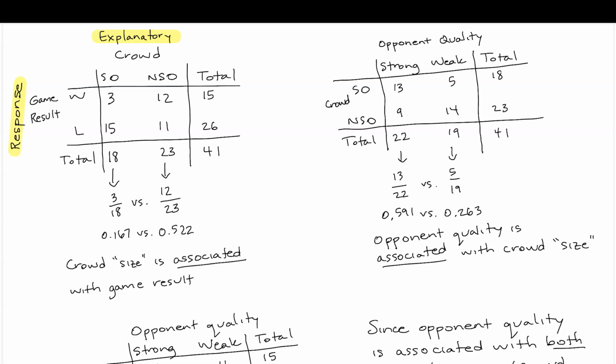The very first thing we were asked was to find the proportion of wins, depending on whether they had a sellout, or I put NSO for a non-sellout crowd. And so we can create the 3 out of 18 and the 12 out of 23 that we did, I think in number 3. And when those percentages come out different, 0.167 versus 0.522, then we say that crowd size is associated with the game result because the proportions are different.